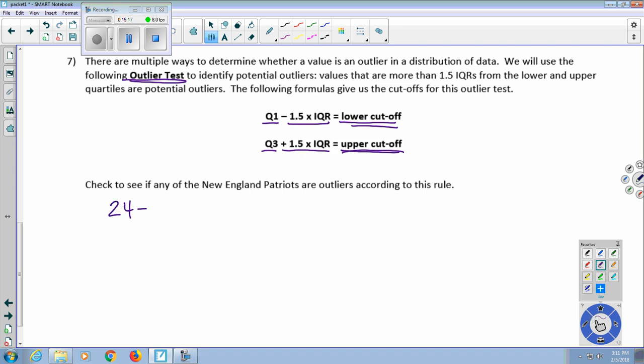Q1 is 24 minus 1.5 times our IQR, which was 3. We calculated that on the first page of the notes today. That comes out to be 19.5 years. So now we're going to see, are there any ages that were below 19.5 years? No, the lowest age was 22, so no lower outliers.